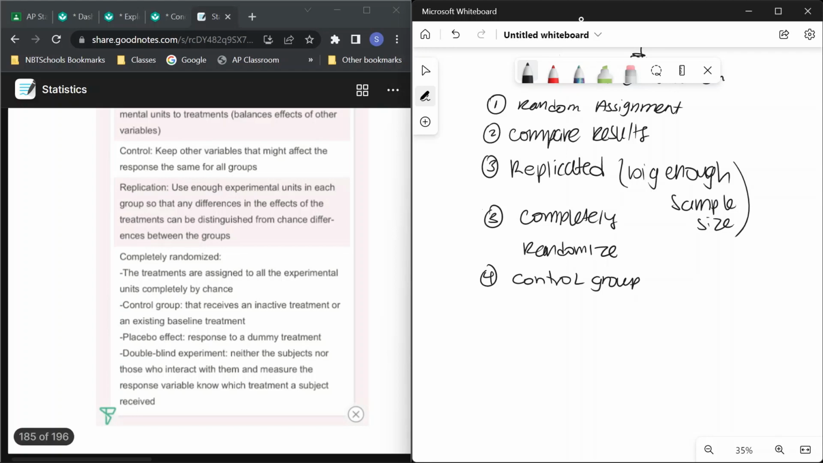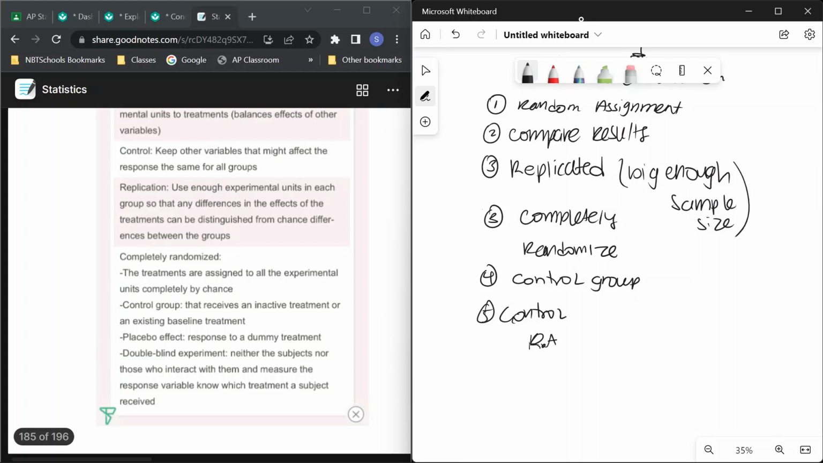Okay, double blind, spreading through subjects. So completely randomized, and it has to have a control group. There's a difference between control group and control. Control group is having that treatment that you can use to compare results with, and control is kind of controlling confounding variables. Something that would control confounding variables would be random assignment, right? So really making sure that everything in your experiment is as constant as possible. That is what control is. So keep other variables that might affect the response the same for all groups.